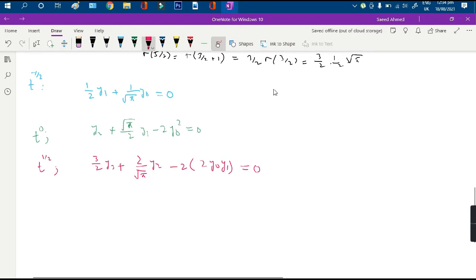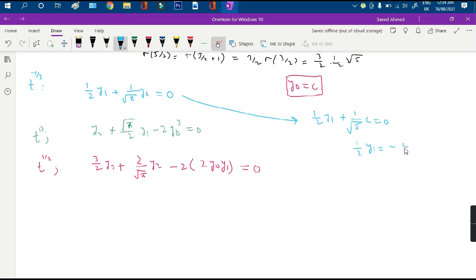And remember we have y naught is equal to c. We have been given this first component. Using this component and the first equation, I can readily find 1 over 2 y1 plus 1 over square root of pi into y naught, which is c, is equal to 0, and this becomes 1 by 2 y1 is equal to minus c over square root of pi, and finally I have y1 which is minus 2c over square root of pi. This is my second component, y1.